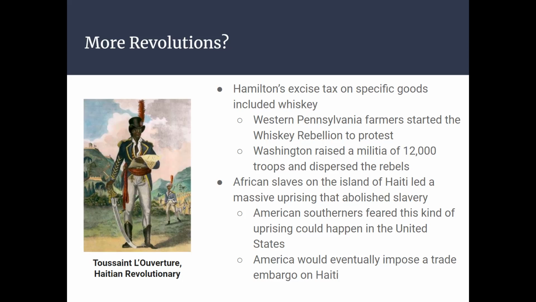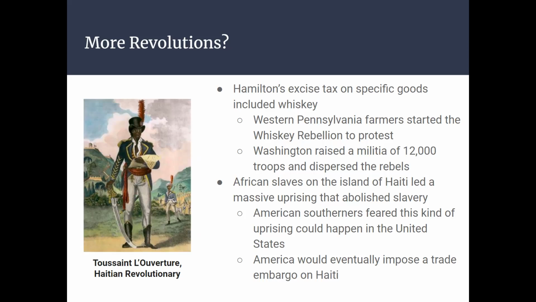Meanwhile, on the island of Haiti, which I believe was a French colony, African slaves there led a massive uprising, killed their slave owners, and got rid of slavery. They took over the whole island, and this scared American Southerners. This was their biggest fear, that their slaves could rise up and kill them in the middle of the night while they're sleeping.